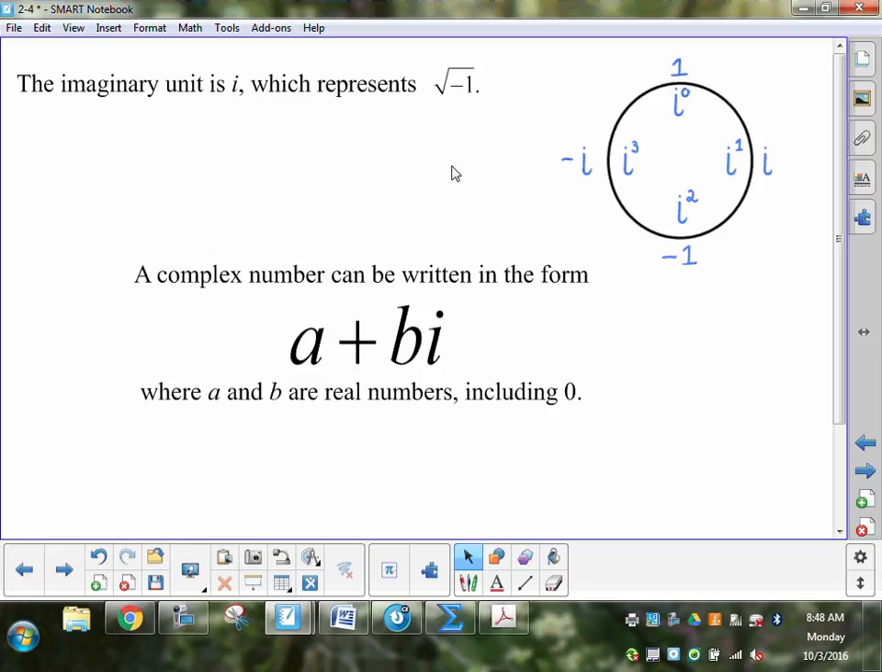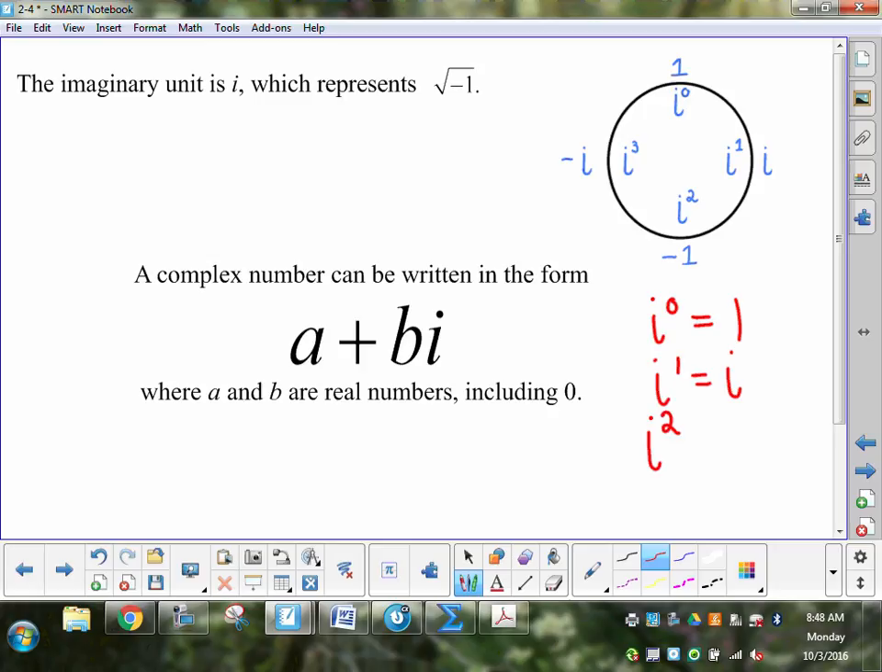What is i to the 0 power going to give you? Not 0, 1. Because anything to the 0 power gives you a 1. What's i squared the same as? Well, i squared is the same as... i to the first would just give you i.